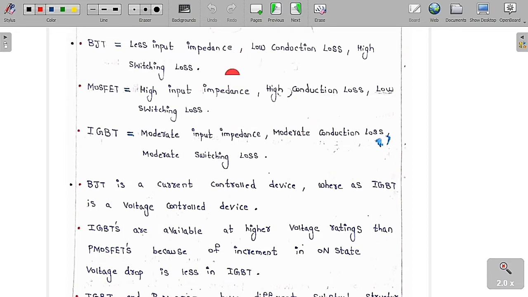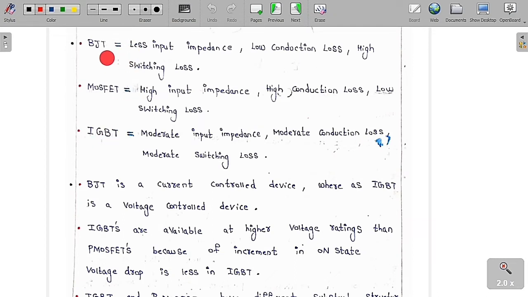So it is opposite of these two things. MOSFET is going to have the high input impedance, high conduction losses and low switching losses. So this is quite opposite to the BJT. Whereas IGBT is going to have the best qualities of these two things: moderate input impedance, moderate conduction losses and moderate switching losses. So IGBT is somewhere between these two things.